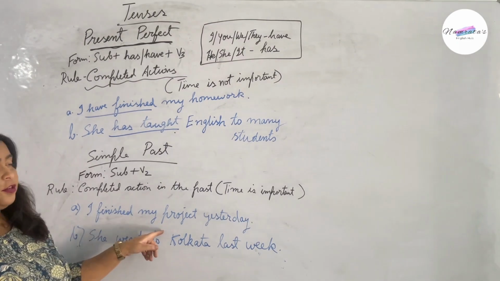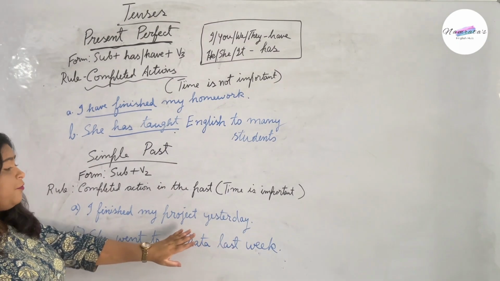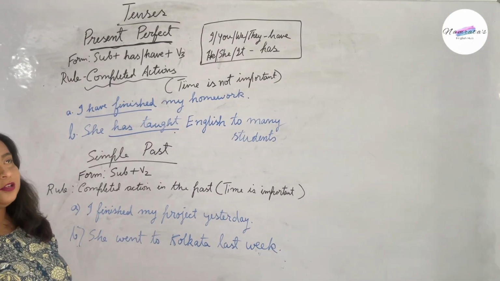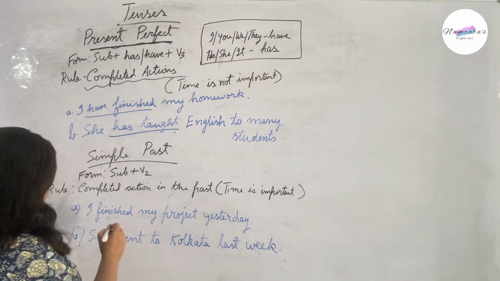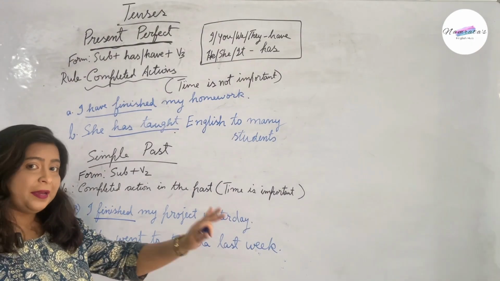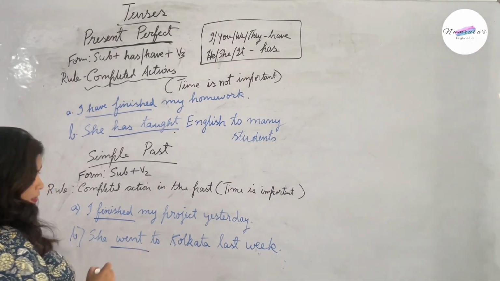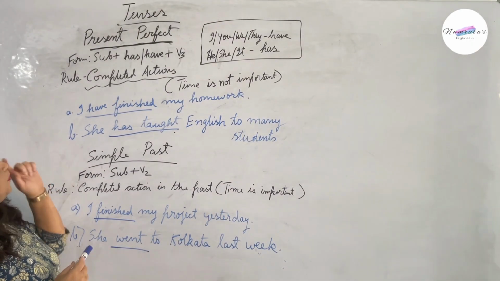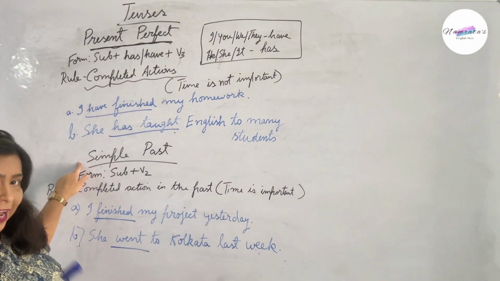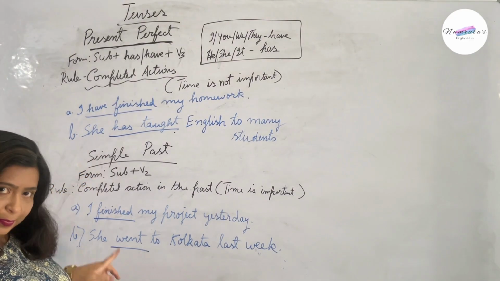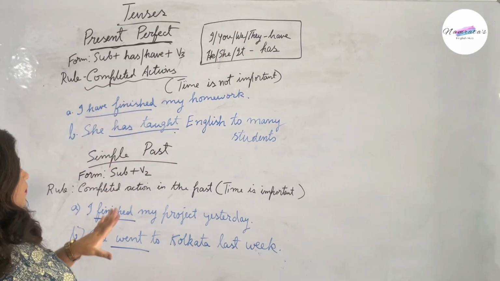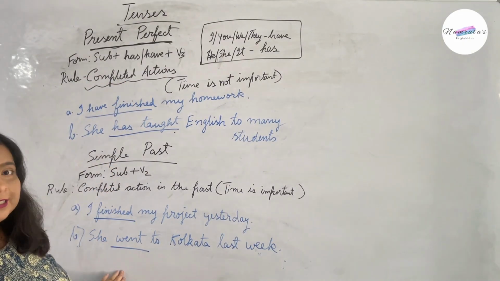So when we will mention the time, we have to use simple past tense. I finished my project yesterday. Now, if we remove yesterday, then we can say I have finished my project. Present perfect. Finished. She went to Kolkata last week. We are mentioning the time. So, went. So, present perfect and simple past, both we use in case of actions that have been completed. But here, we are not mentioning the time. In simple past, we are mentioning the time.